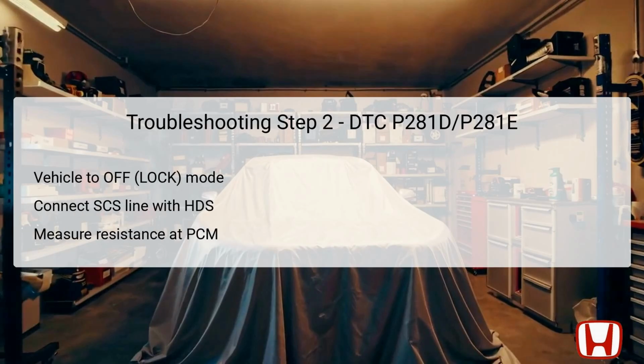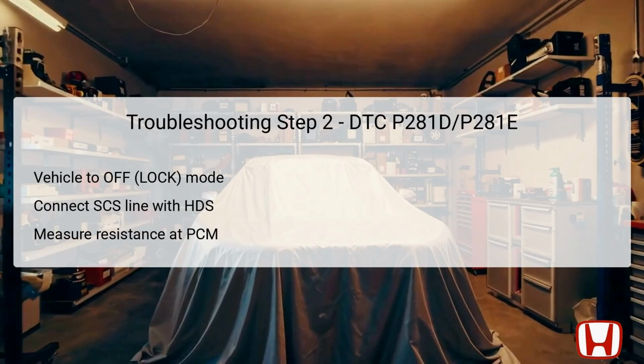Next, switch the vehicle to the off-lock mode to prepare for further electrical testing. Utilizing the HDS, jump the SCS service check switch line carefully for over a minute to safeguard the PCM from potential damage during testing. Following this, disconnect the PCM connector C51P to access the necessary terminals.